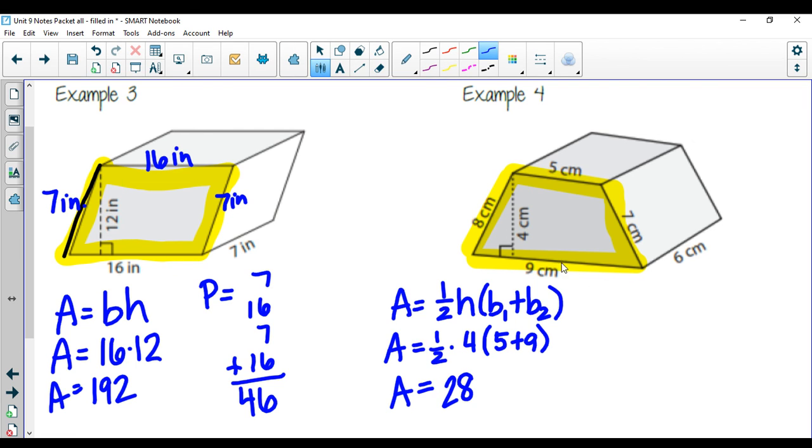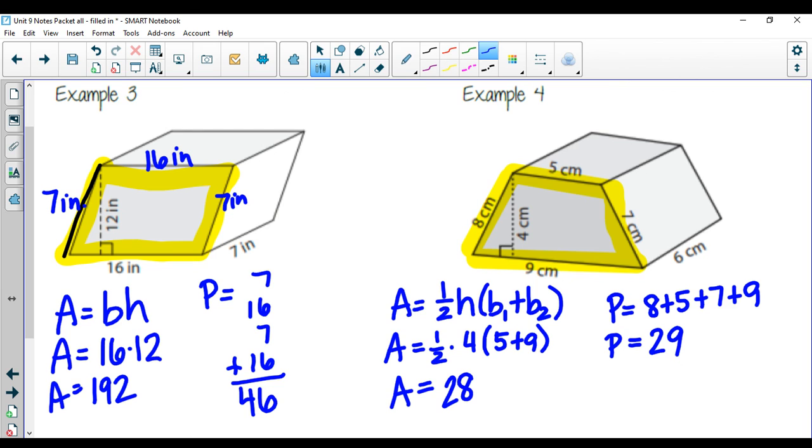Again, our area would be centimeters squared, but we don't need to put those labels. For my perimeter, the trapezoid has 4 sides, so I'm going to add 8 plus 5 plus 7 plus 9. And that's going to give me a perimeter of 29.